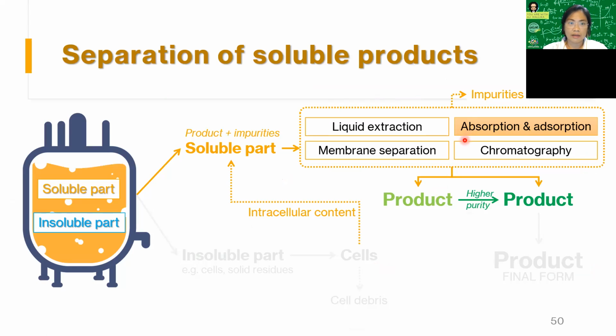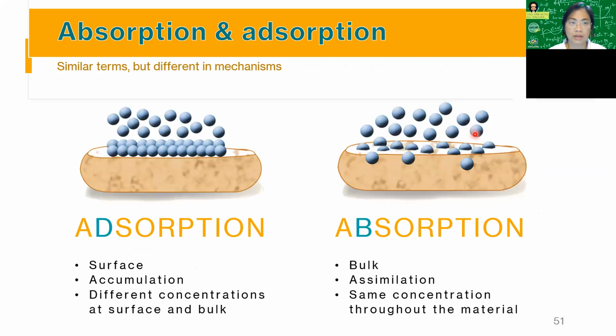The next process by which we can separate the soluble products from the impurity is the use of absorption and adsorption. These two are different processes. However, I put them together because people could get confused between the two, so I want to talk about them at the same time so you could spot the difference and maybe understand it a little bit more.